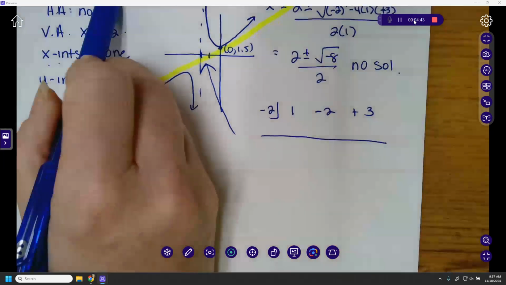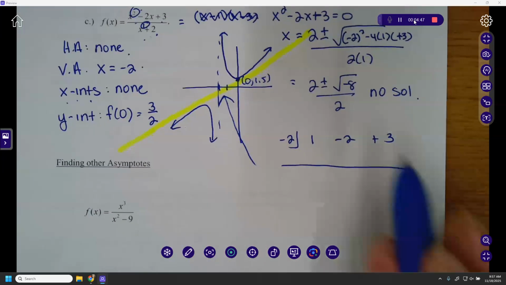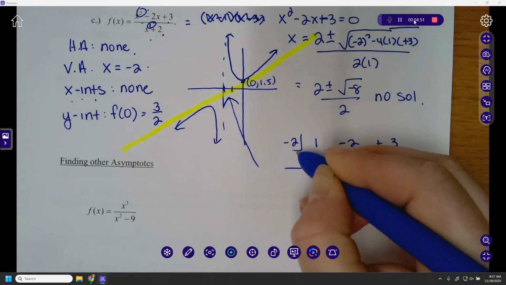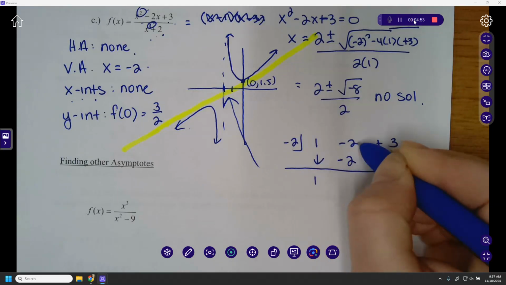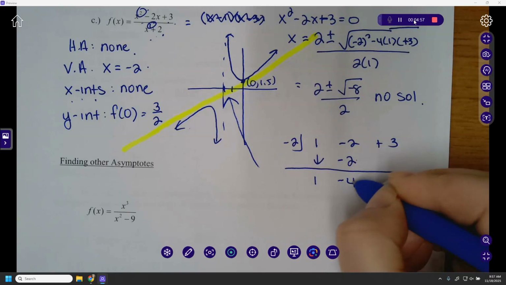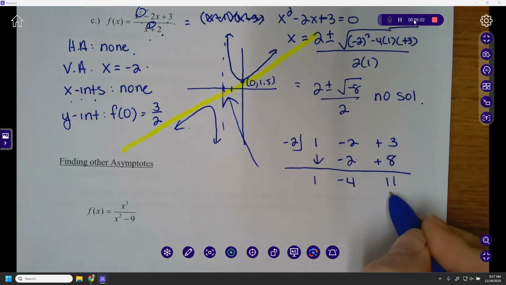I have my 1x squared minus my 2x plus my 3 there. So I have 1 times -2 is -2. -2 plus -2 is -4. -4 times -2 is 8. And this is my remainder, right?